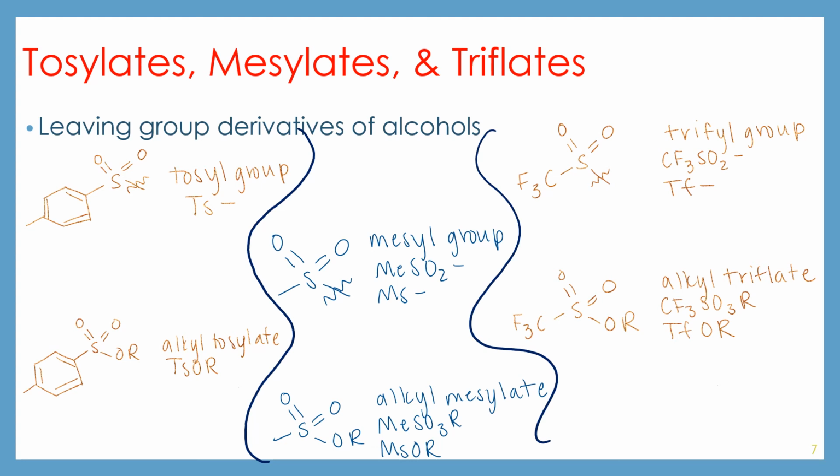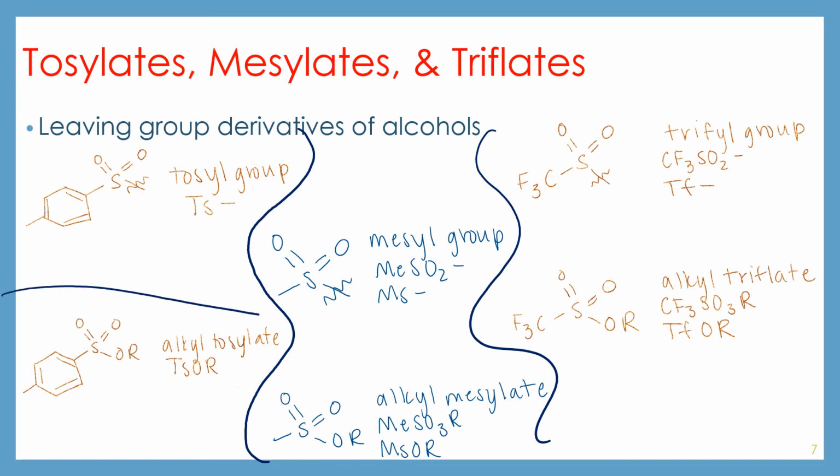So you would react triflyl chloride with an alcohol to make an alkyl triflate. All of these have several different shorthands. Tosyl is pretty much usually just TS. But the mesyl group, sometimes you see is MeSO2, referencing this portion, or just Ms. When it's the alkyl mesylate, you might see MeSO3R or MsOR. The triflyl group is CF3SO2 or just Tf.